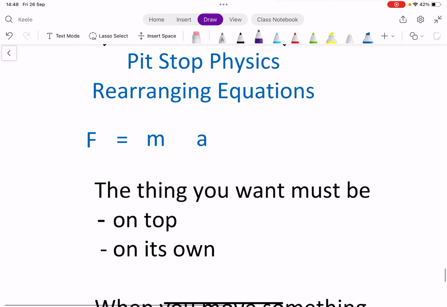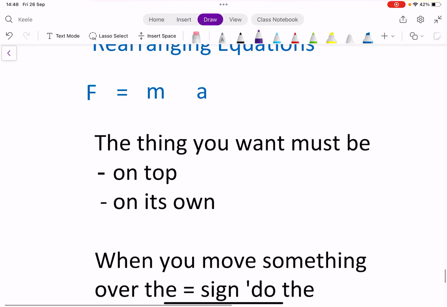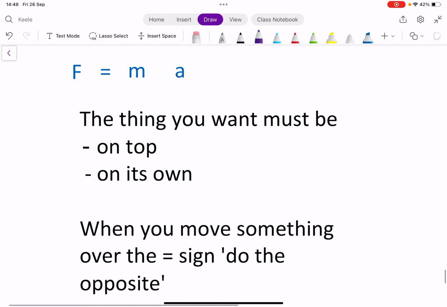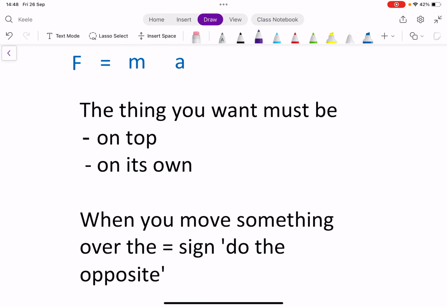So we're going to start with the F equals ma equation, and I'm going to give you some simple rules to do algebra with. When you rearrange an equation, for example, where you want to find a for acceleration rather than force, which is what the equation currently gives us, we need a to be on its own, and we need it to be on top. What I mean by that is it's not underneath in a fraction. Well, there's no fractions here, so it is on top, but it's not on its own. So the thing I've got to move is this m.